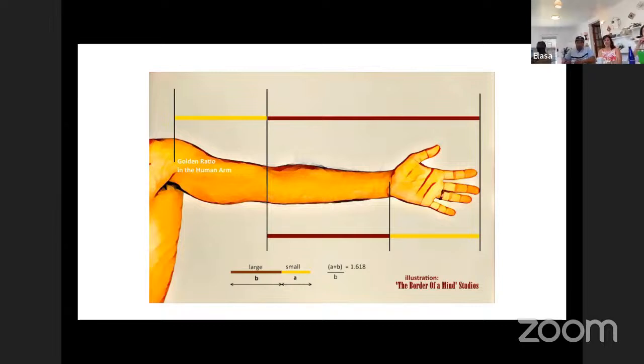So the reason you have a ruler today is so you're partnering up, and you can have your partner measure from your elbow to your wrist crease, like measuring the tip of the elbow to the wrist crease, and then the wrist crease to the tip of the middle finger. And when we divide the length of the arm by the length from the wrist to the middle finger, we should get 1.618. So let's go ahead and do that.